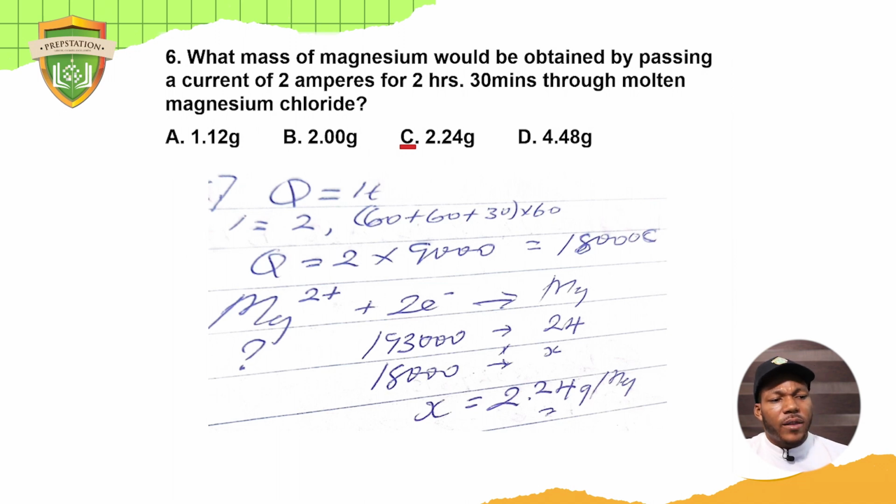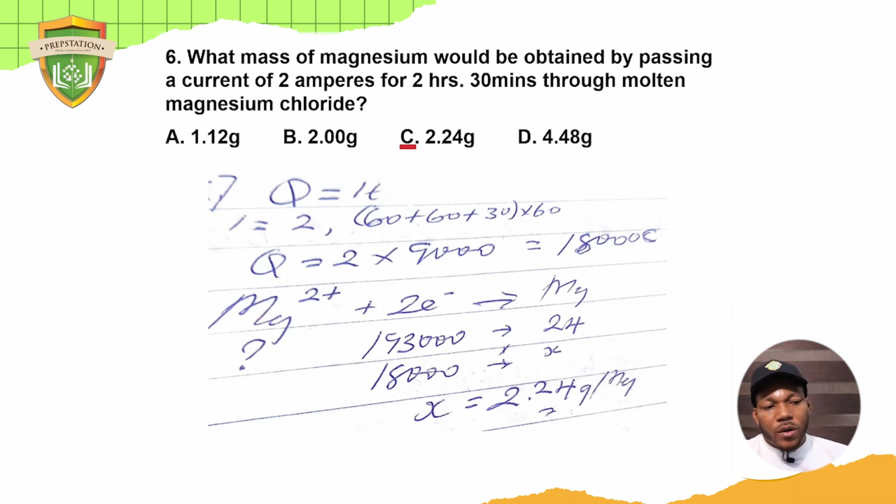What mass of magnesium will be obtained by passing a current of 2 amperes for 2 hours, 30 minutes? Now, if you look at this question, they only changed the metal to magnesium. If you check the previous one we solved, when they mention aluminum, they mention copper. It's the same format. So what they do here, they only change the metal, the ion, and change the time. So the format remains the same. So how do you tackle this?